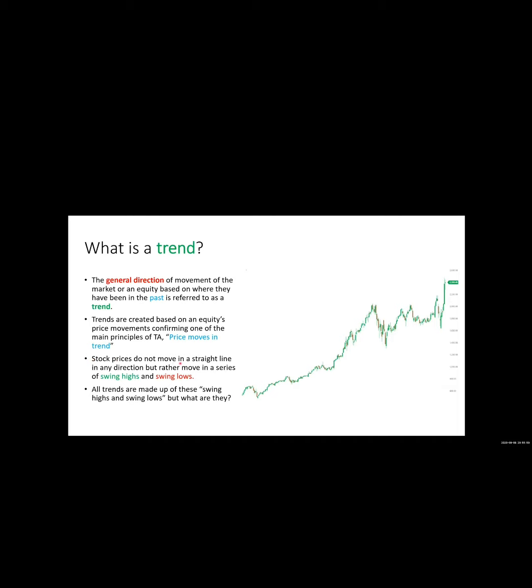Stock prices do not move in a straight line in any direction, but rather move in a series of swing highs and swing lows. All trends are made up of these swing highs and swing lows, but what are they? Looking at this chart, you can clearly say that price does move up, but it does not move up in a straight line. It moves in a wave-like structure. This creates a new high, then there's a pullback, this creates a new high, pullback. This wave-like structure is what we call swing highs and swing lows, and I'll be going over this in detail.